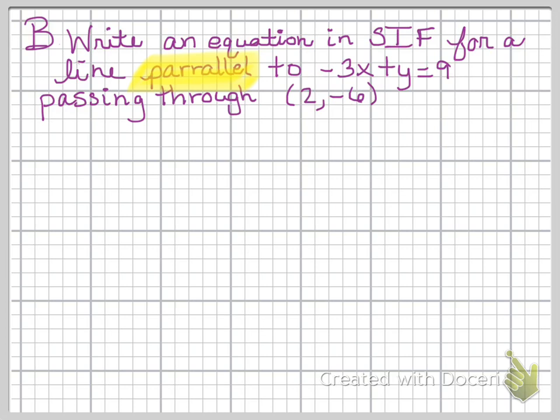Standard form, and we're wanting to go to slope-intercept form, but it has to pass through 2, negative 6. So pause the video and try it.